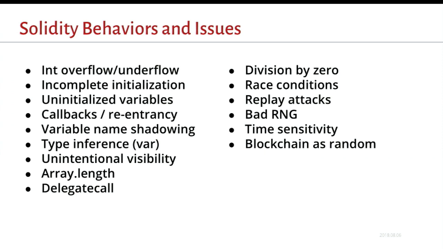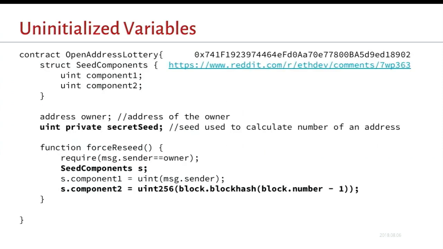And I'd like to talk about one more of uninitialized variables. This is a contract I found on the Reddit ETH dev subreddit, and this was used as a backdoor. Basically, there's a few state variables in this contract. The important one here is secret seed. And it turns out that when you declare a variable but don't initialize it, it just gets initialized to 0, because of course it would.